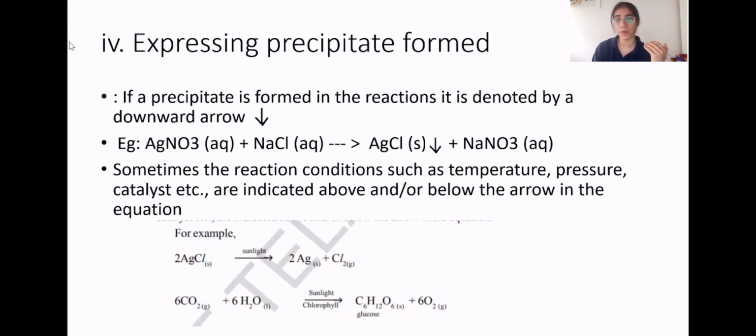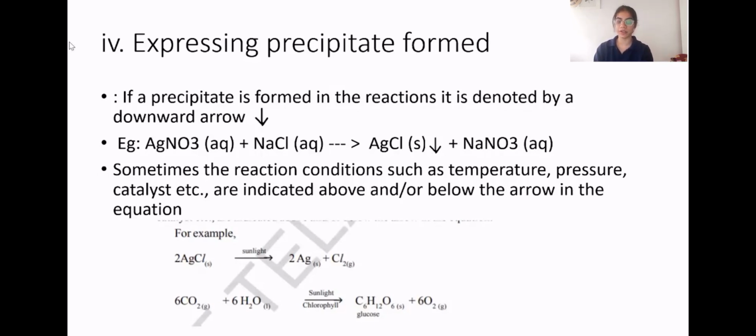temperature conditions. So where do we mention them? Right on top and below the arrowhead. So the reaction then is 6CO2, that is 6 molecules of carbon dioxide, gaseous form, react with 6 molecules of water, H2O, in liquid form. Catalysts and reaction temperatures being sunlight and chlorophyll give us C6H12O6, which is the formula for glucose in its solid form, plus 6O2, that is oxygen in its gaseous form.